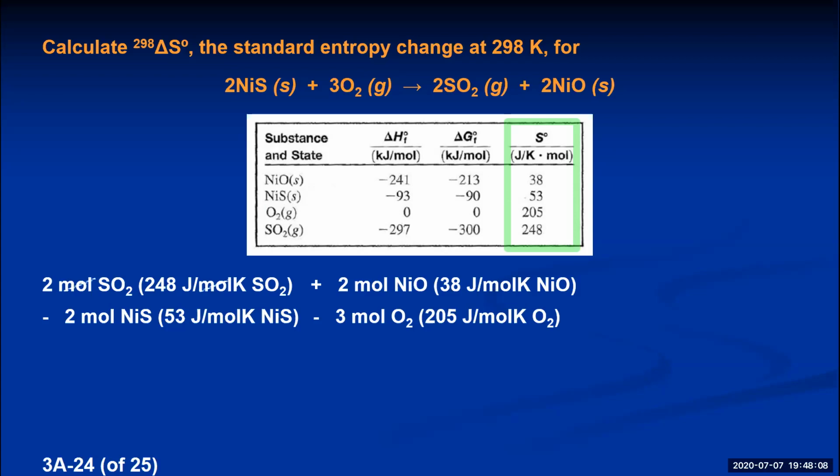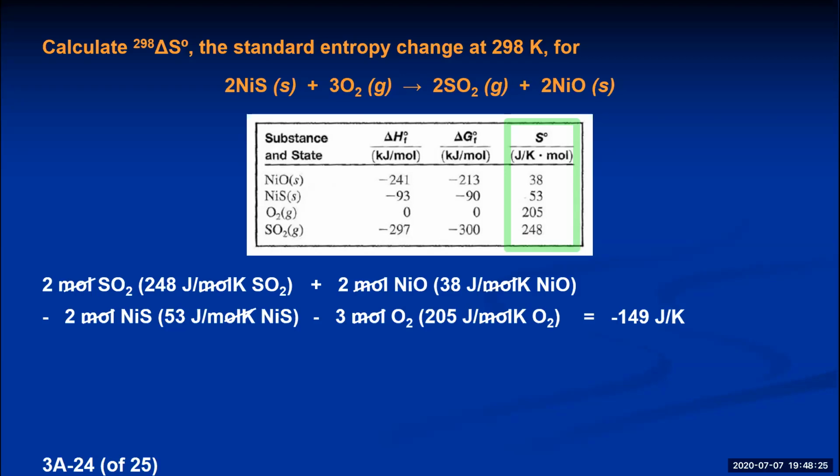In each of the terms, moles of each of the substances cancel out, so I'm going to be adding together joules per Kelvin plus joules per Kelvin minus joules per Kelvin minus joules per Kelvin. So my answer will be joules per Kelvin, and it comes out negative 149.